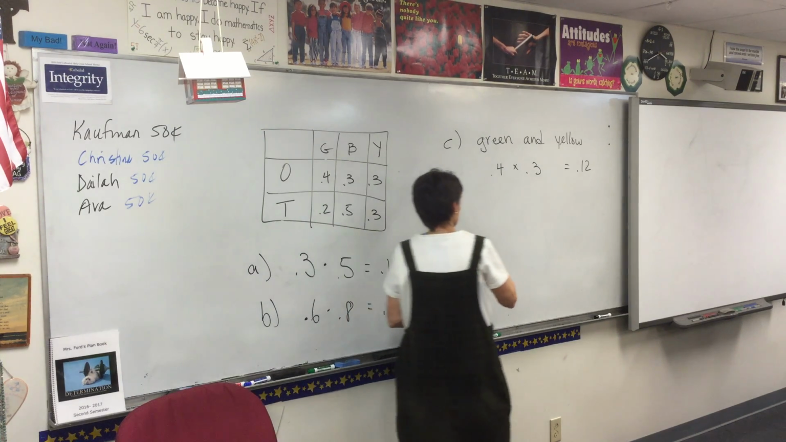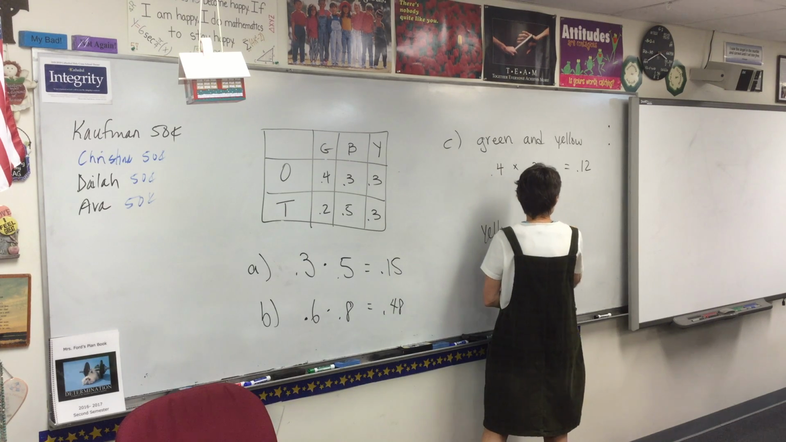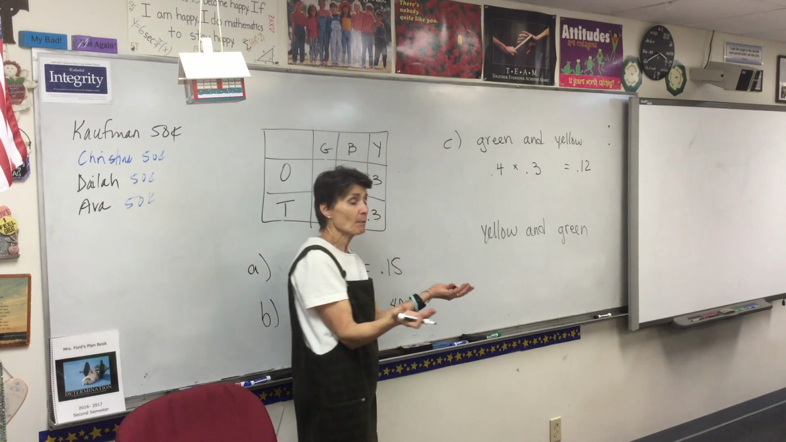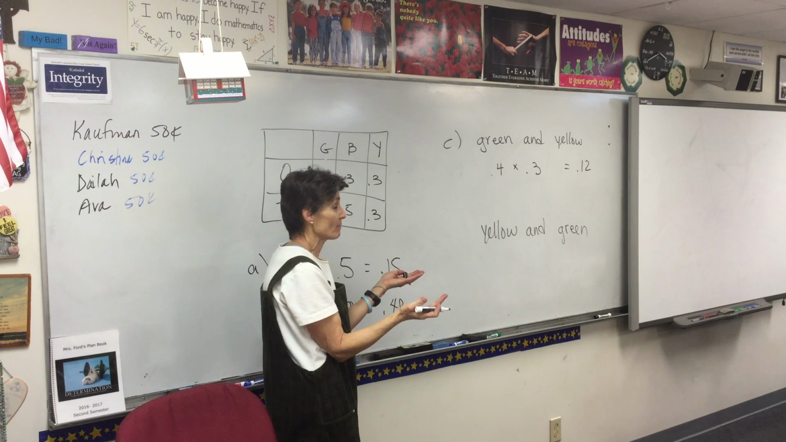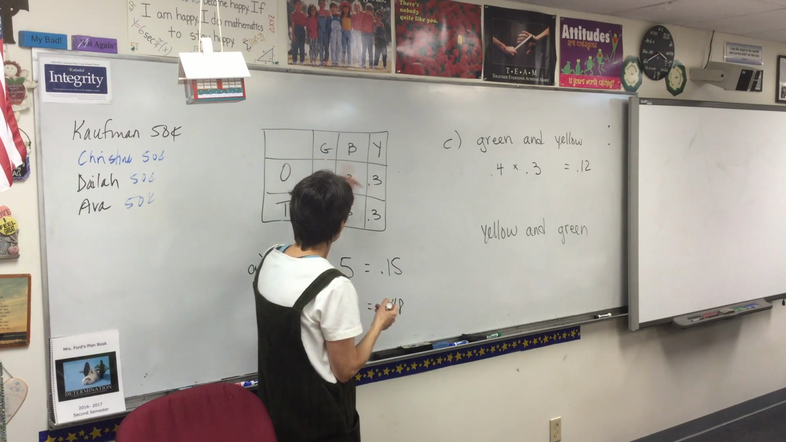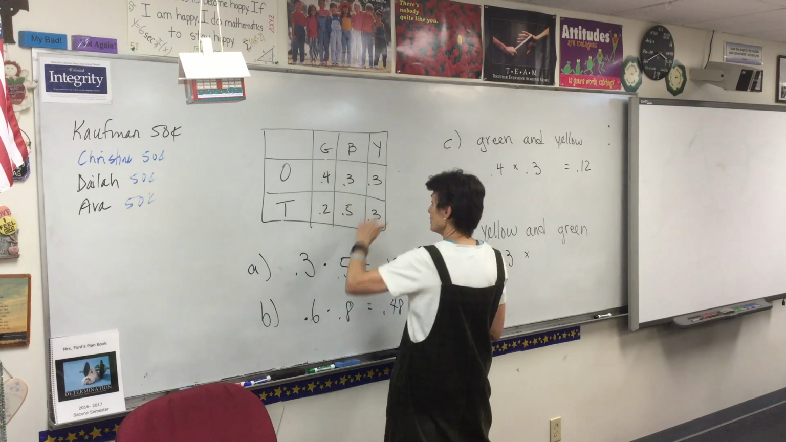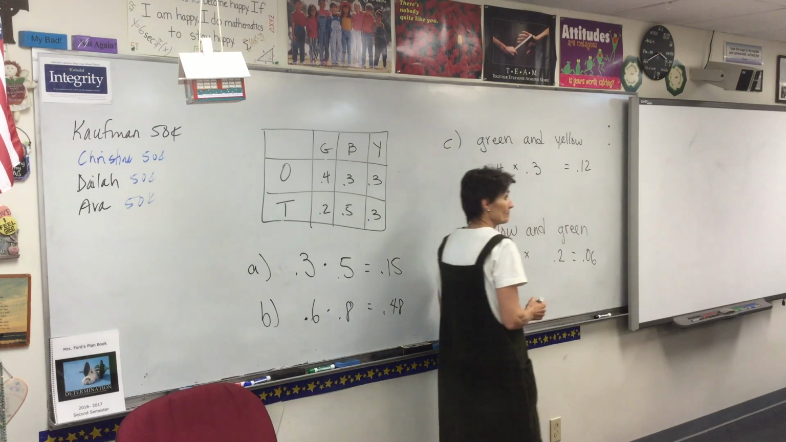But could it be Olivia yellow and Thomas green? Yeah. I just need to end up with a yellow one and a green one. I don't care where they came from. That's what I have to end up with. So Olivia yellow would be 0.3. And Thomas green would be 0.2. So that's 0.06.